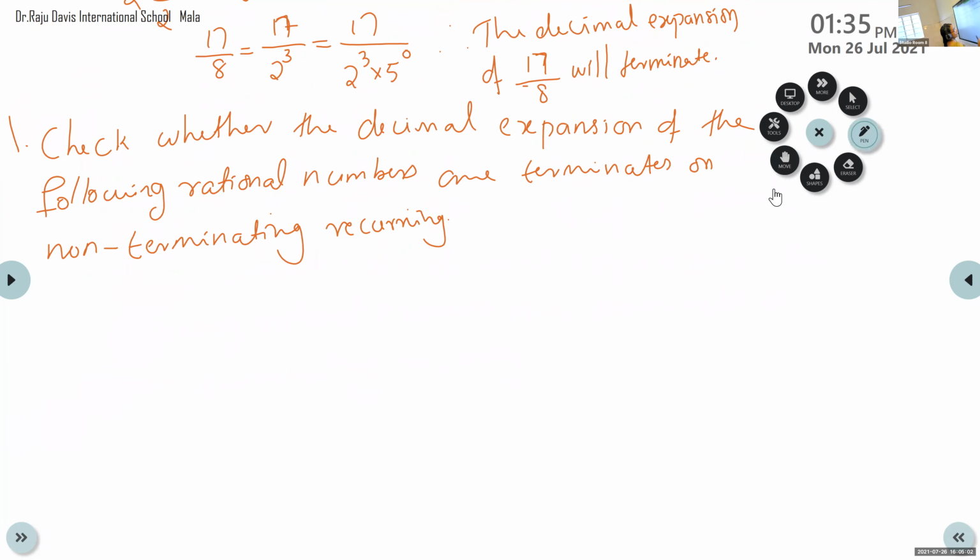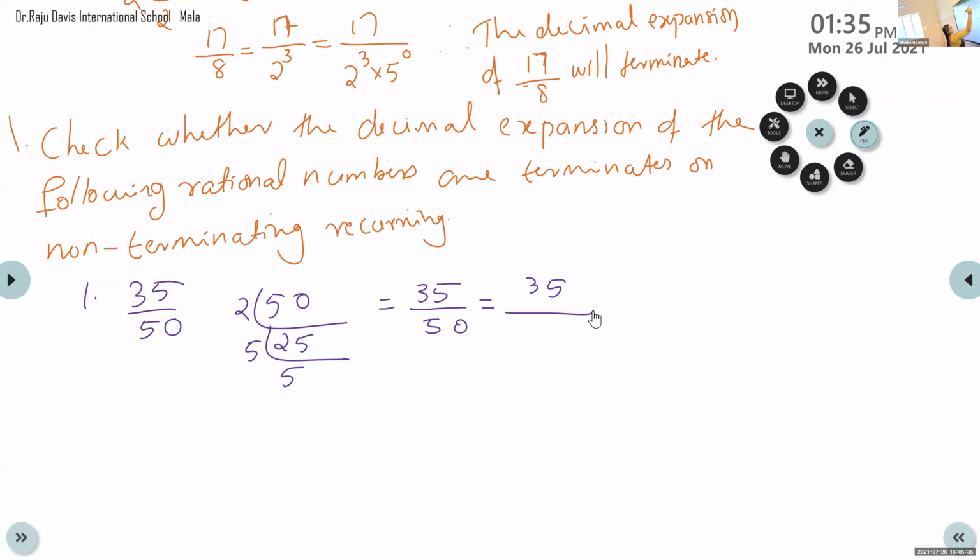First question is 35 by 50. First of all, what we will do? Prime factorize 50. 50 is 2 times 25, and 25 is 5 times 5. So 35 by 50 can be written as 35 divided by 2 raised to 1 into 5 raised to 2. So this is of the form 2 raised to n into 5 raised to m. Therefore, its decimal expansion terminates.